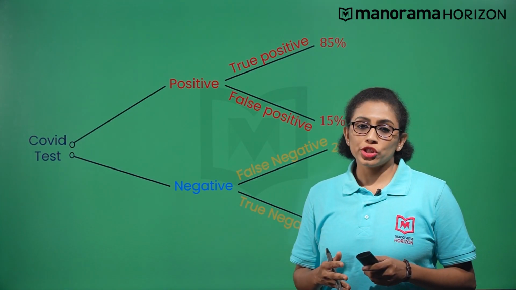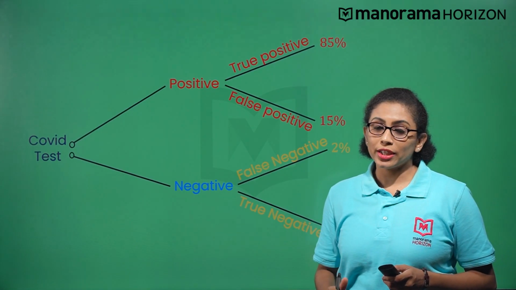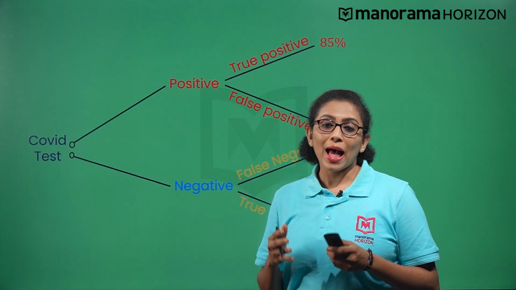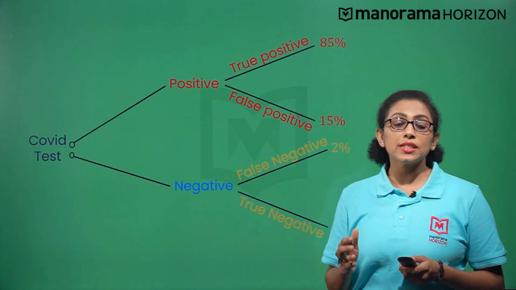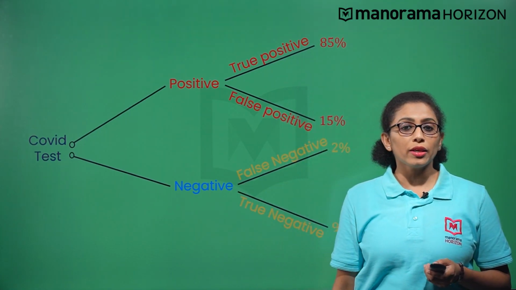From a large population of which only 0.1% have COVID, one person is selected at random, given the COVID test, and the pathologist reports him as COVID positive. Then, what is the probability that the person actually has COVID? Can you solve this question using probability theorems?